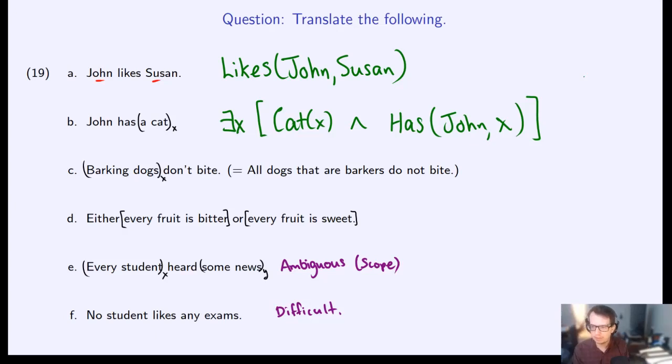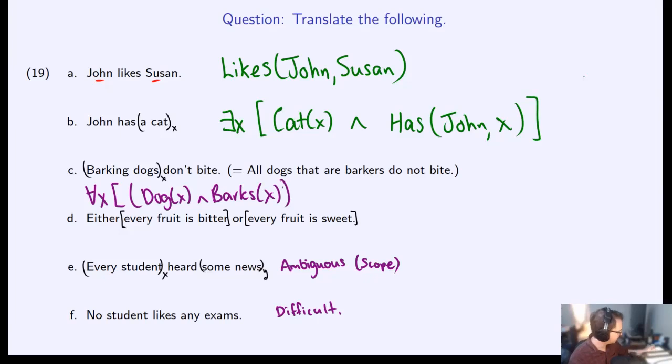So let me do C, and then we'll jump back to the question about A. So all barking dogs. For all X, if X is a dog and X barks, so this bit here, dog X and bark X, just says barking dogs. So all dogs that bark. We could do dog X and barking X, or dog X and bark X, or dog X and barks X. I don't really care about the tense of this verb-like thing. It's an adjective.